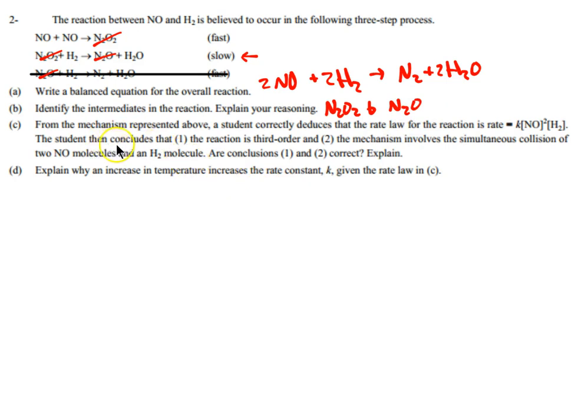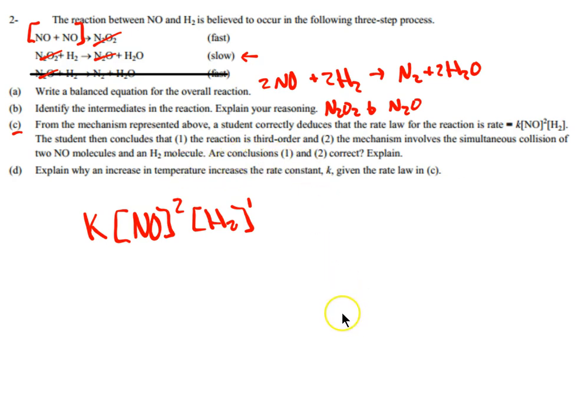Alright, from the mechanism represented above, the AP test does a ton of these, by the way. A student correctly deduces that the rate law for the reaction is k[NO]^2[H2]. That makes sense because there's NO to the second is what I should have said more clearly. There are two NOs. Alright, and then just the plain H2 raised to the first. Alright? The student then concludes 1, the reaction is third order, and 2, the mechanism involves the simultaneous collision of two NO molecules and an H2 molecule. Are conclusions 1 and 2 correct? Explain. So will you take a second and talk to your lab partner and see, are those two things correct?